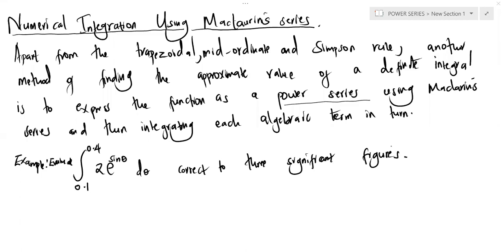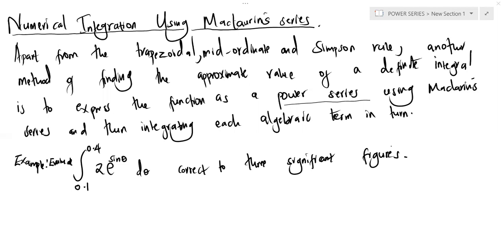Hello guys, in this video, I would like us to look at numerical integration using Maclaurin series. Now, the value of many integrals cannot be determined using various analytical methods. So the trapezoidal, mid-ordinate rule, and Simpson's rule are used numerically to evaluate such integrals. Another method is finding the approximate value of a definite integral by expressing the function as a power series using Maclaurin series.